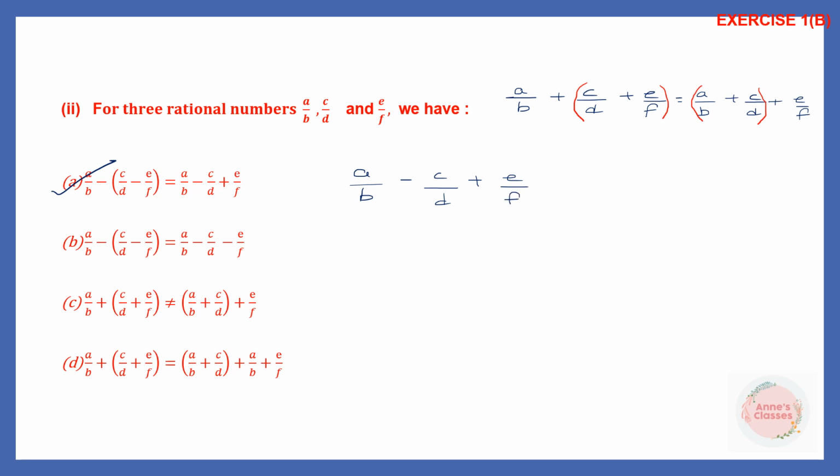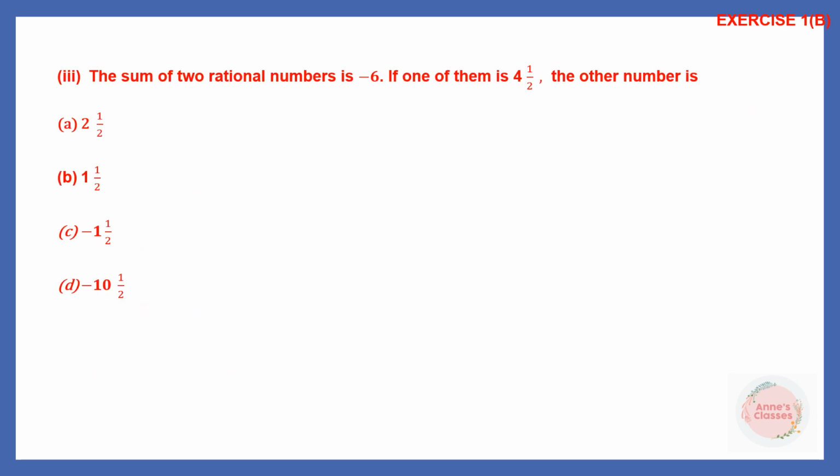So on the left hand side we have this. Let's see what we have on the right hand side. A by B, yes. Minus C by D, yes. Plus E by F, yes. That means the left hand side is equal to the right hand side. So this is your correct answer.